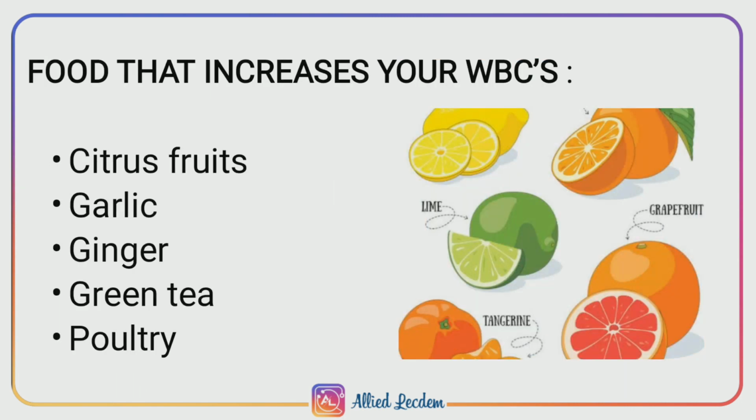Food that increases your WBCs. This includes citrus fruits like lemon, orange, then ginger, garlic, green tea and poultry.